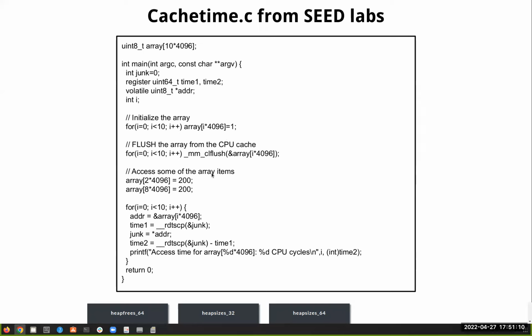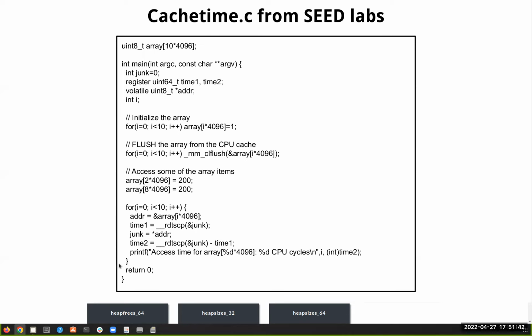Okay. Now let's do something really interesting. We're going to access those two items. One is at page 2, another is at page 8. We're going to access them. We're going to set the value. So what will happen? Those two lines will be brought into the cache, right? Okay, so that's what is going on here.